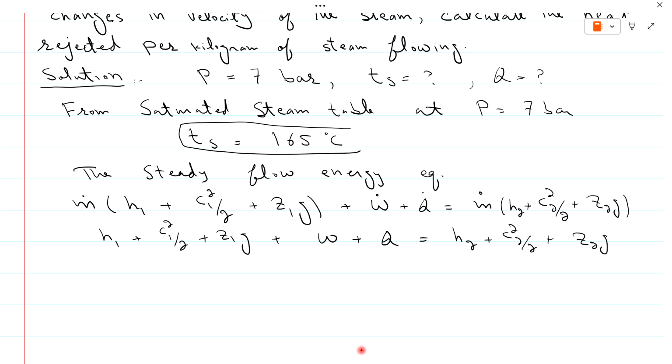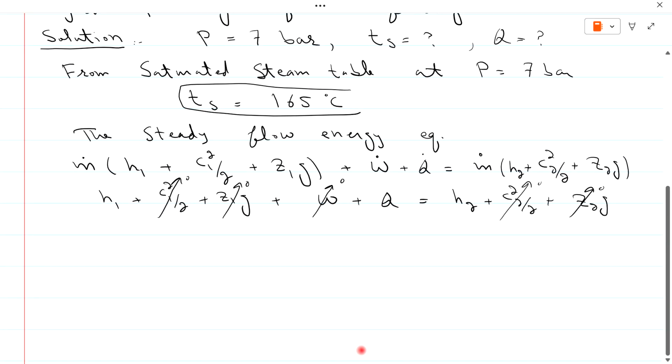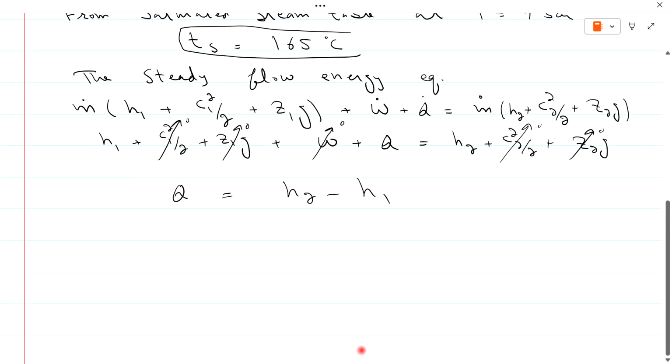It is given in the problem that we neglect c1 square and c2 square, so these will be 0, and the altitude is the same, so z1 is equal to z2. Moving z1 to that side gives z2 minus z1, and both are equal, so the net result will be 0. There is no expansion or compression, so we neglect the work done. So the final equation is q is equal to h2 minus h1. Now we find h1 and h2.